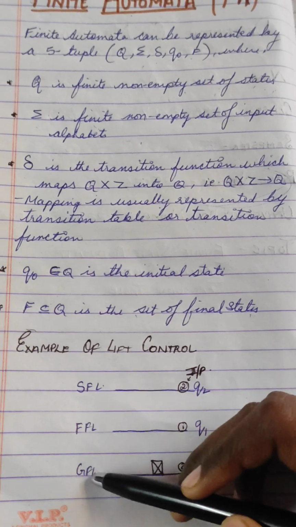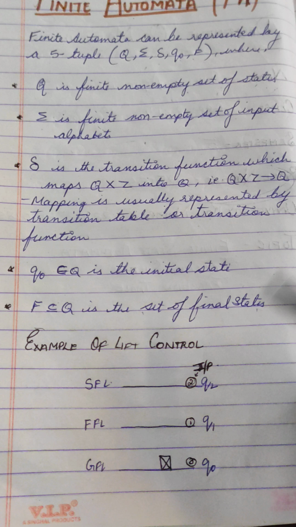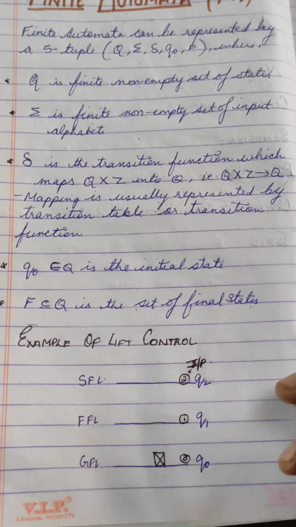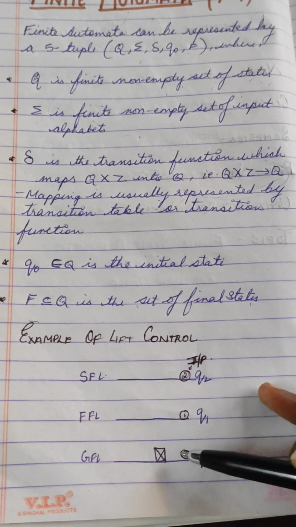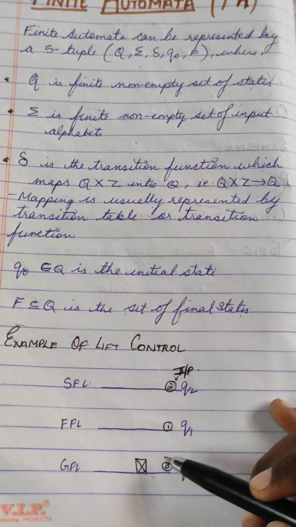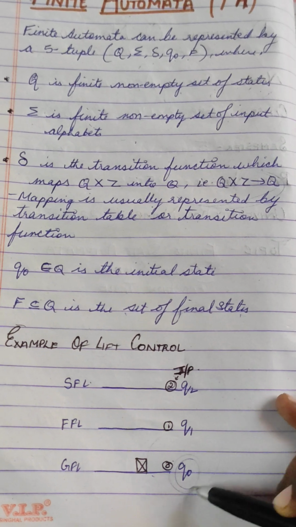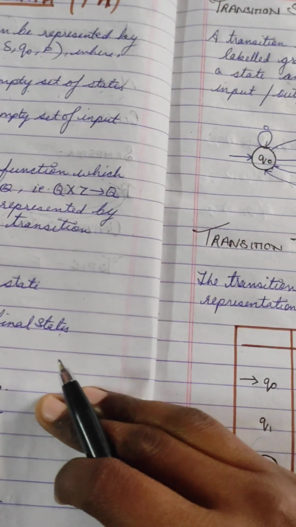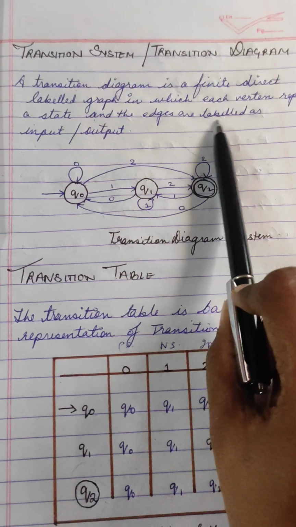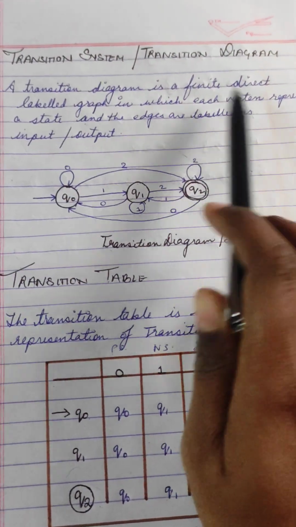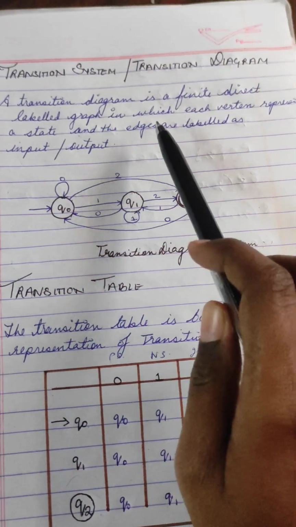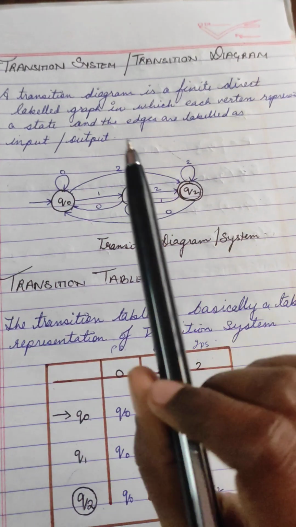Now these 3 floors, ground floor, first floor and second floor, can be represented by 3 states, that is Q naught, Q1 and Q2 respectively, and by input alphabets 0, 1, 2 respectively. Now we are taking the ground floor, Q naught, as the initial state. So now let's understand what a transition system is. A transition system or transition diagram is nothing but a finite directed labeled graph in which each vertex represents a state and the edges are labeled as input or output.